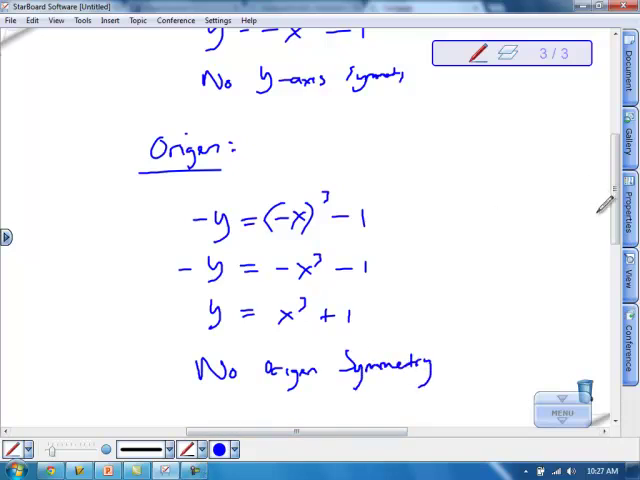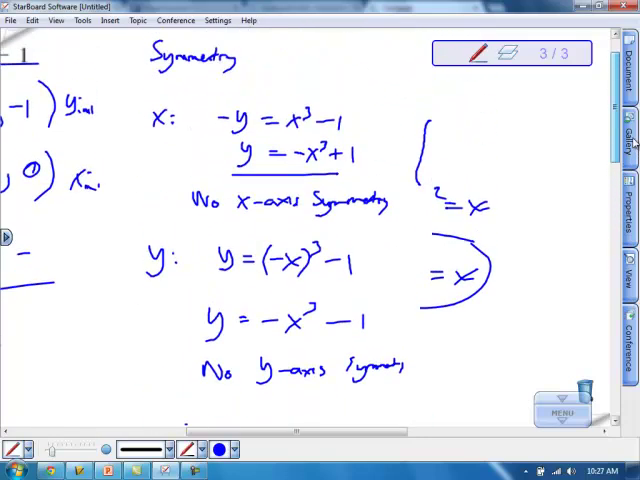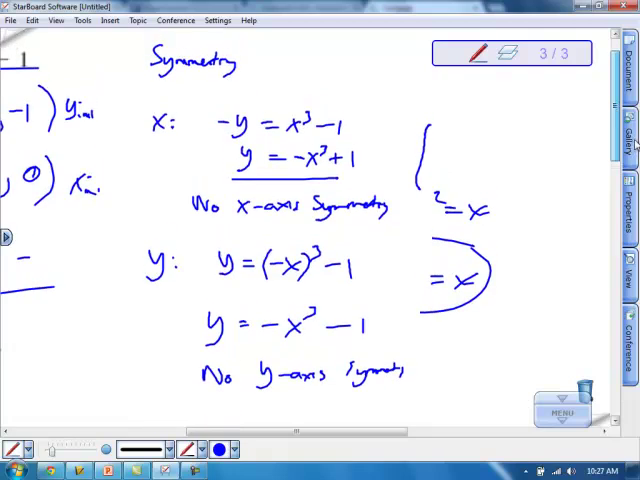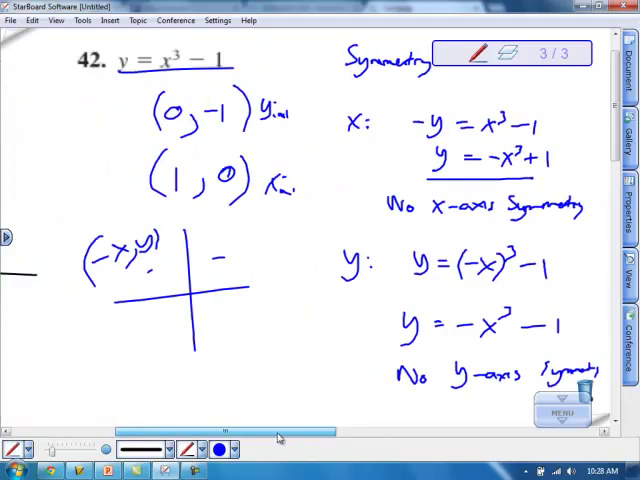Okay? So no symmetry. I know it's a lot of work to show, but those are the tests that you can do, the algebraic tests, without actually having a grapher in your hand. So that might come in handy on a no calculator portion of a quiz or a test. If I asked you if it has x-axis symmetry and you're not sure, you could run one of these tests. Okay?